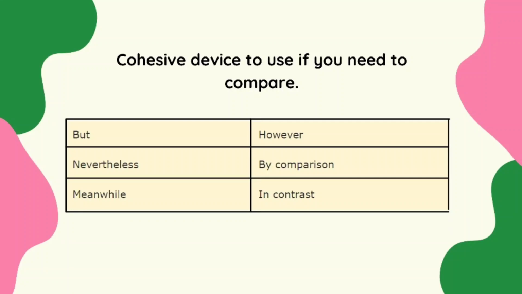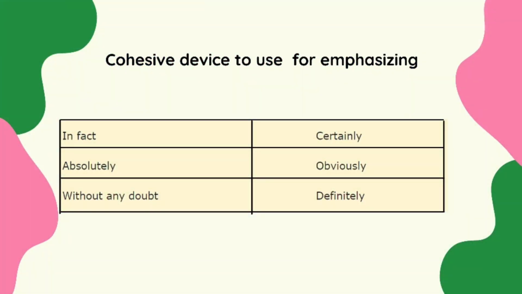Cohesive devices to use if you need to compare: but, nevertheless, meanwhile, however, by comparison, in contrast. Cohesive devices to use for emphasizing: in fact, absolutely, without any doubt, certainly, obviously, definitely.